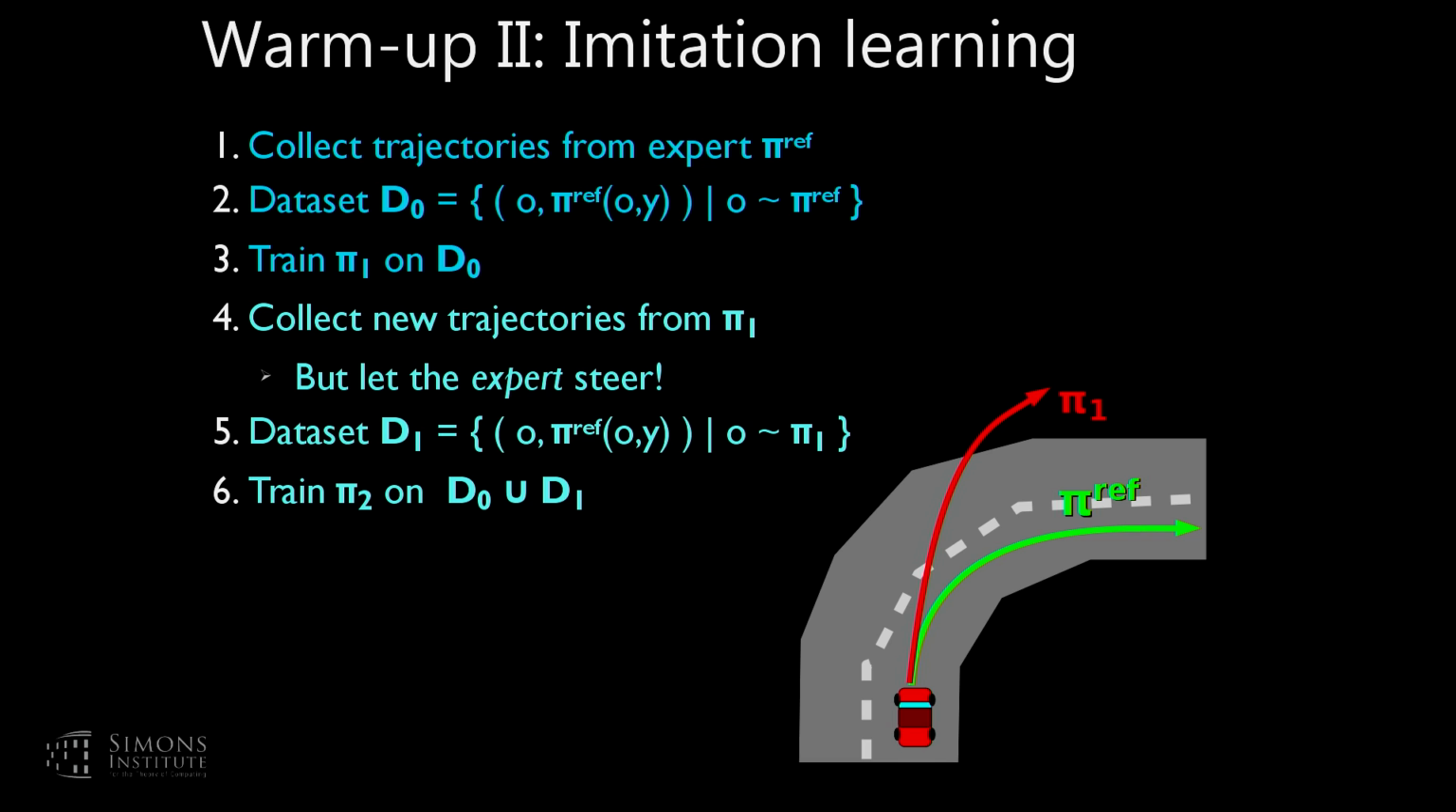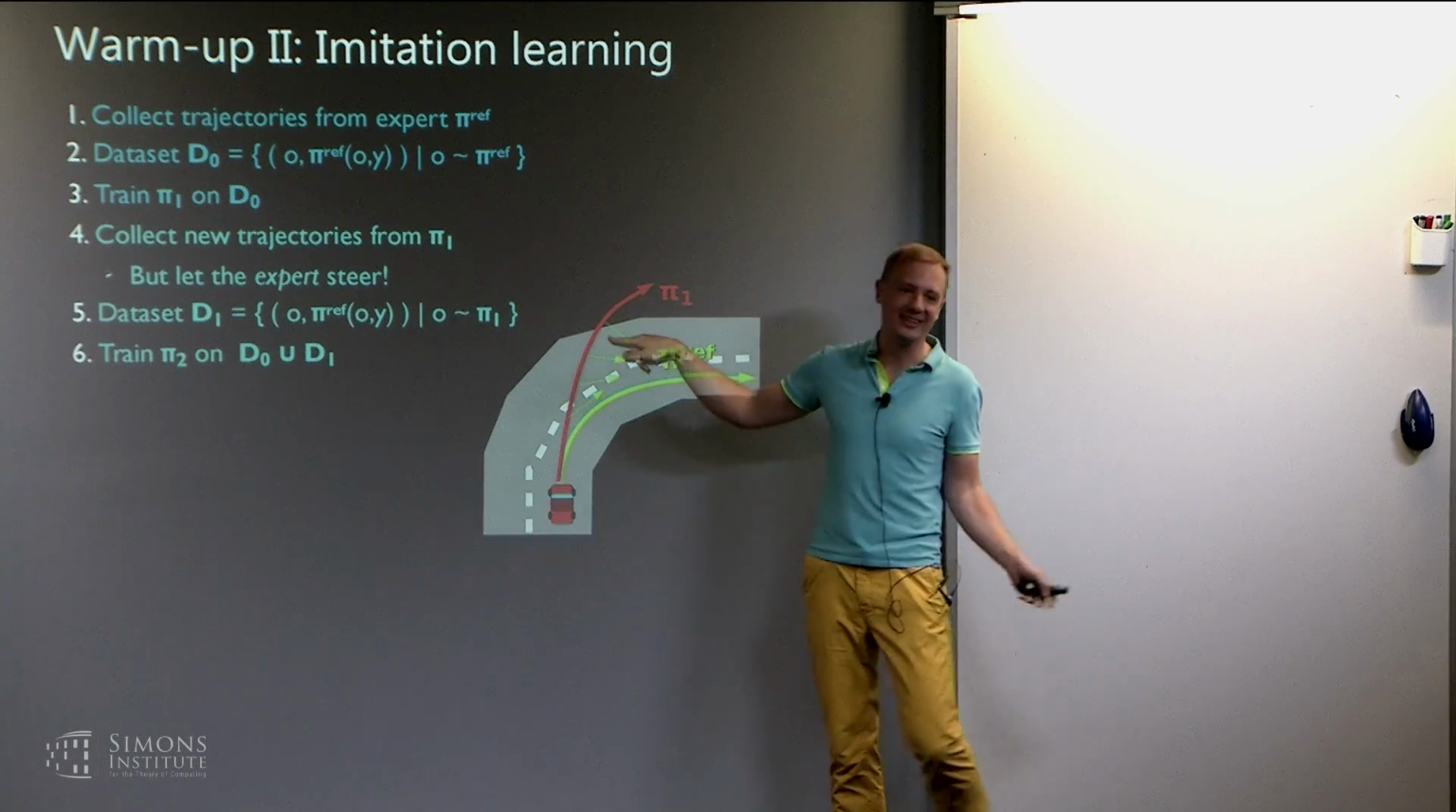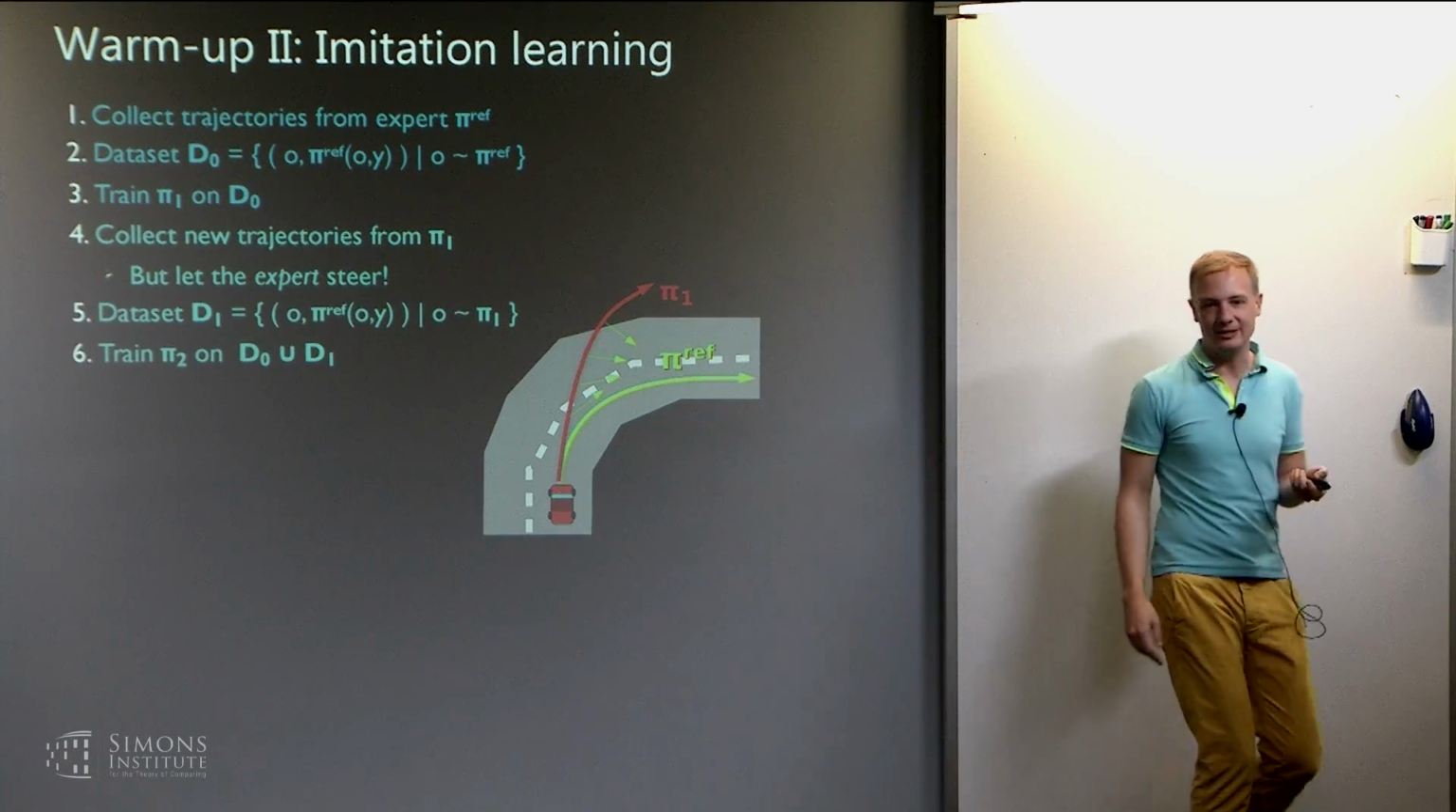So Pi1 is now getting stuck next to pipes or whatever error it is that Pi1 makes. And now we're going to ask the expert at every state visited by Pi1, what action would you take in order to recover from that error? So you should think of this as I have this poor person sitting in a car that's driving itself, and the person is frantically trying to steer the car back onto the road, but the car is ignoring what they're saying. But it's recording their actions so that we can learn to recover from errors.